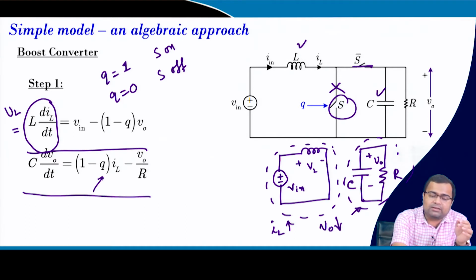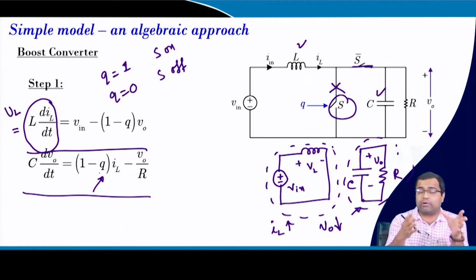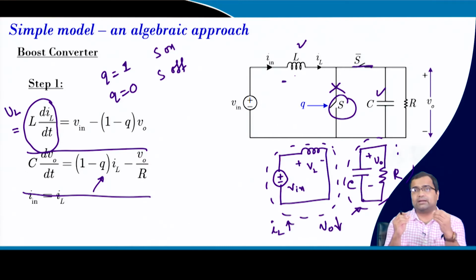If Q equal to 1, then C dV/dt is equal to minus V0 by R, it will discharge. Input current in this case is same as inductor current. So, in contrast to buck converter, where we saw the input current is discontinuous, in boost converter the input current is same as inductor current. So, if you take a larger inductor with very small ripple, then input current will be continuous, and that is why boost converter is used for solar application, where we want to draw a continuous current from the solar panel, because in buck converter we have a discontinuous current.